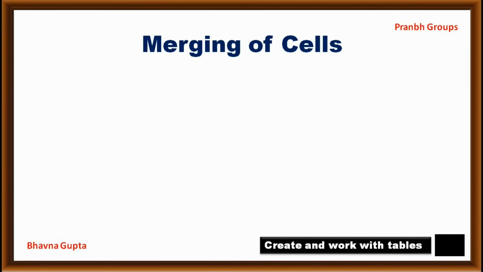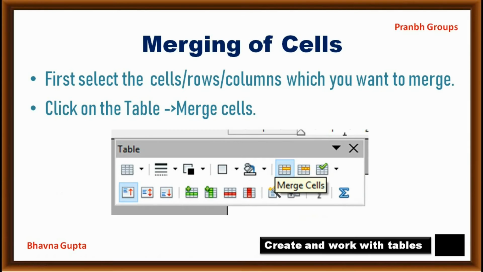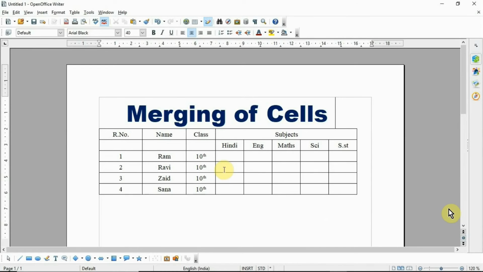Next one topic, merging of cells. Merging of cells means turning two or more cells into one cell, or combining two or more cells into one cell. To merge cells, rows, or columns, first select the cell, row, or column which you want to merge. Let's do the practical and see how to merge a cell in a Writer document.